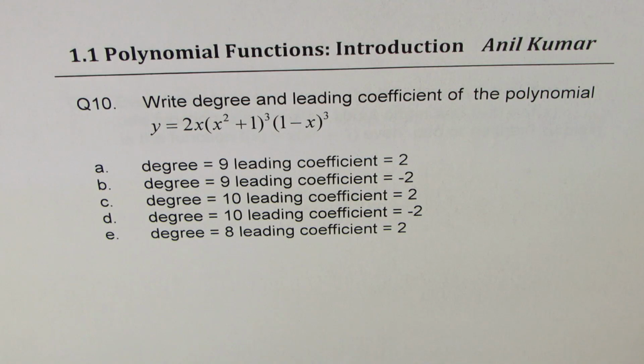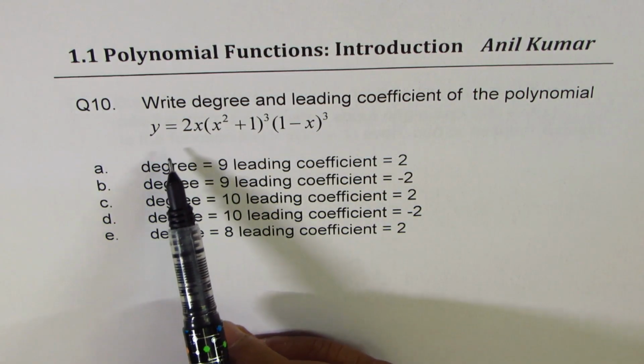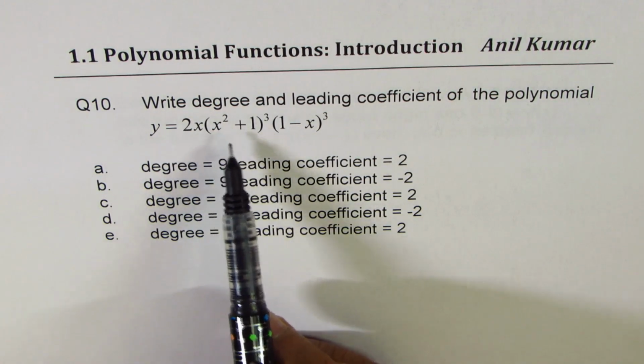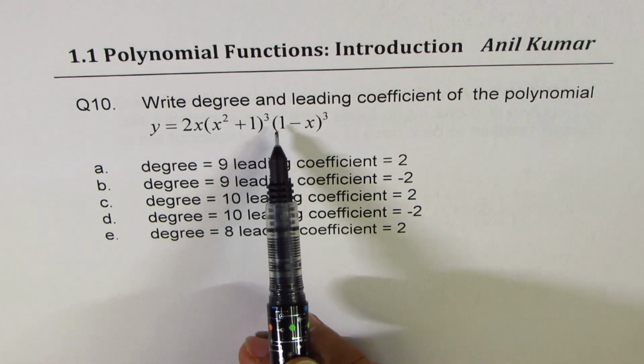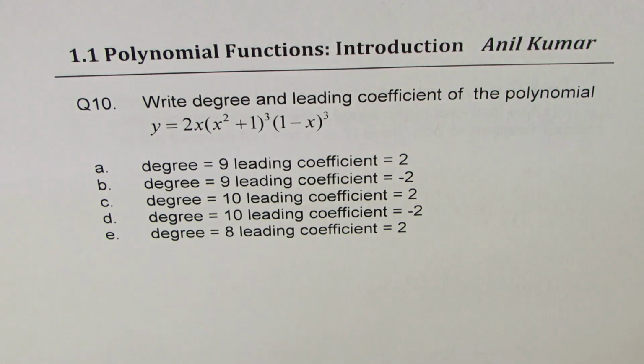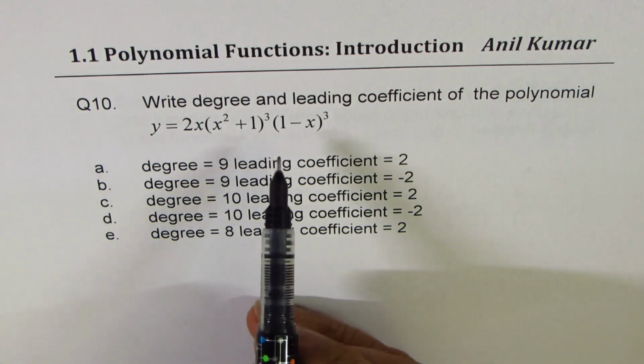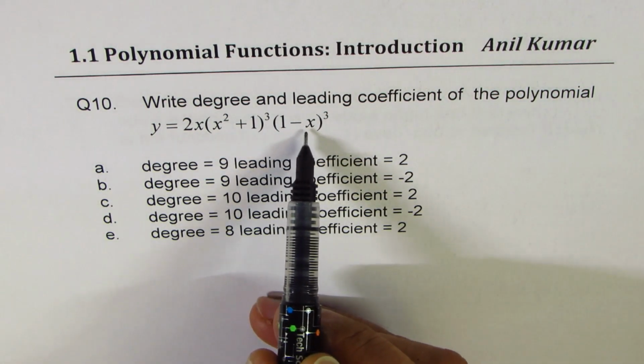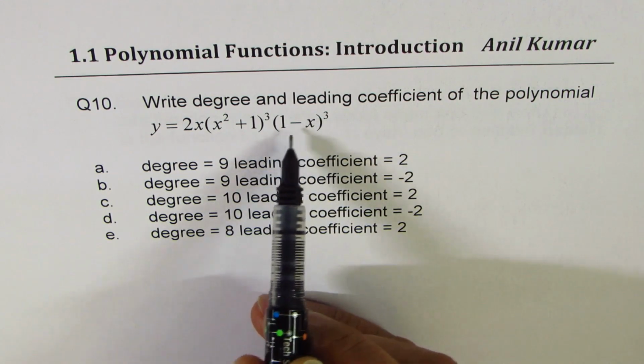Question number 10. Write degree and leading coefficient of the polynomial y equals 2x times (x squared plus 1) to the power of 3 times (1 minus x cubed). Now we are given 5 options. I would like you to pause the video, answer this question and then look into my suggestions. Now many of you could make a mistake here. Remember 1 minus x cubed, that is kind of tricky.